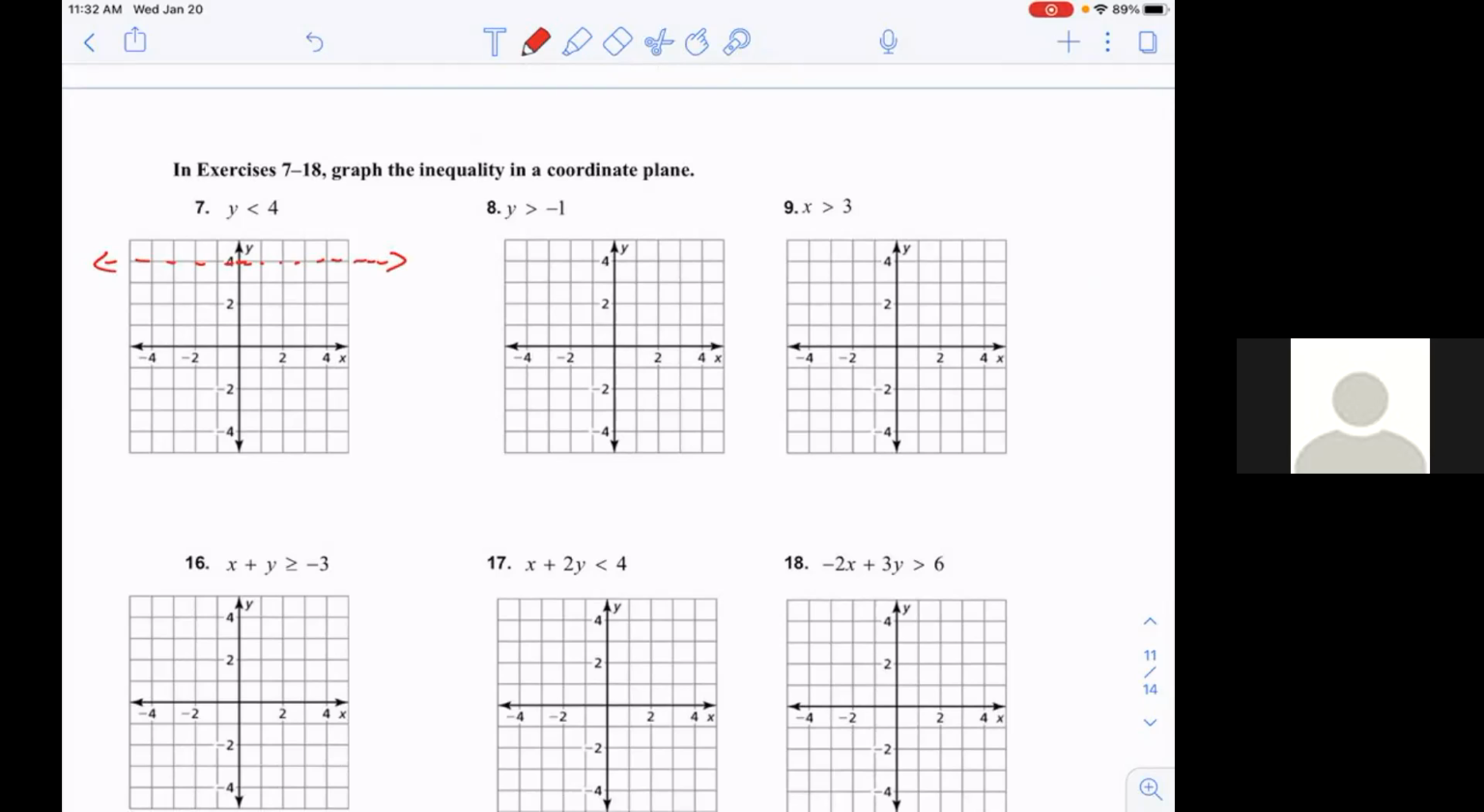And now I've hit that fork in the road. Am I going to be shading below the line or will I be shading above the line? And here again, we're going to test 0. Is 0 less than 4? Yes. So which side am I going to shade? I'm going to shade below.